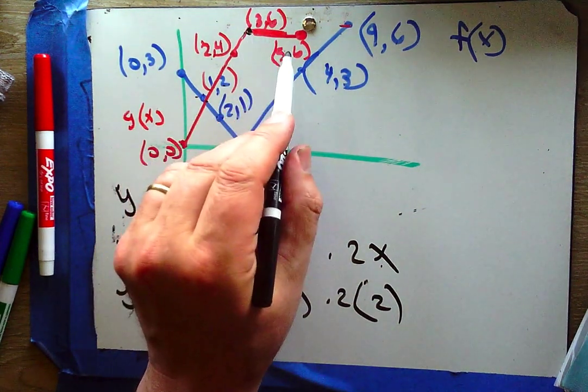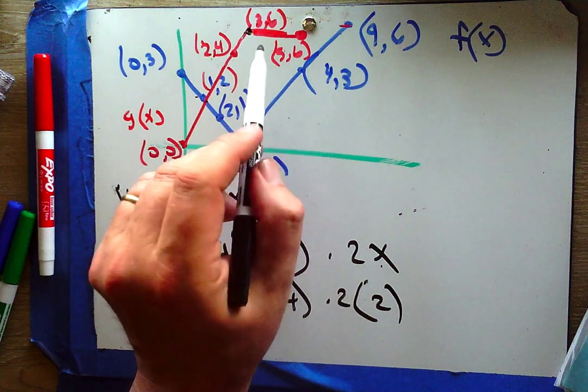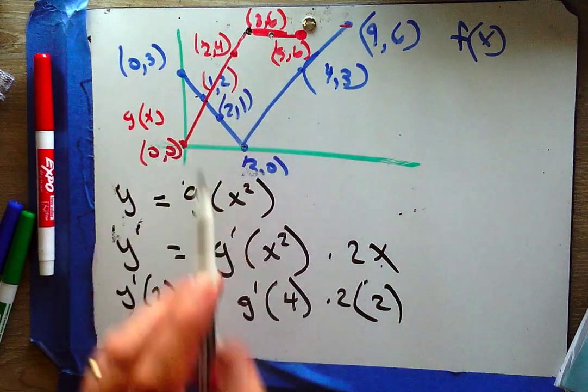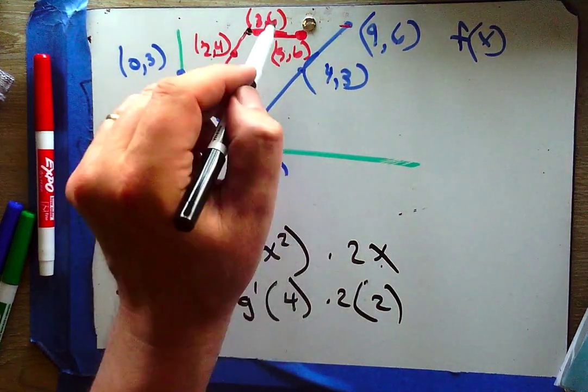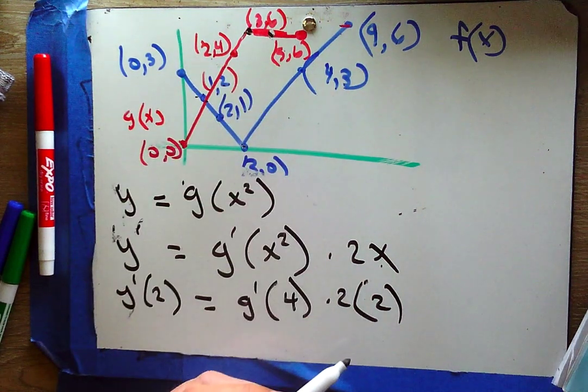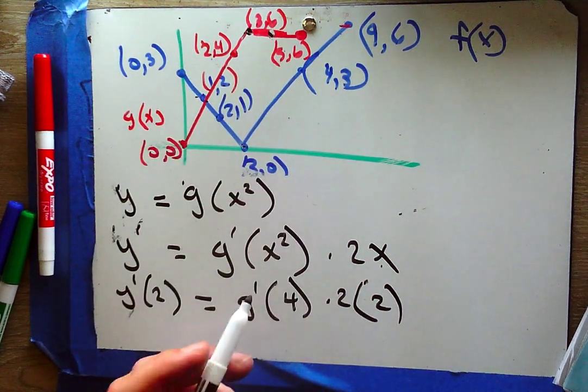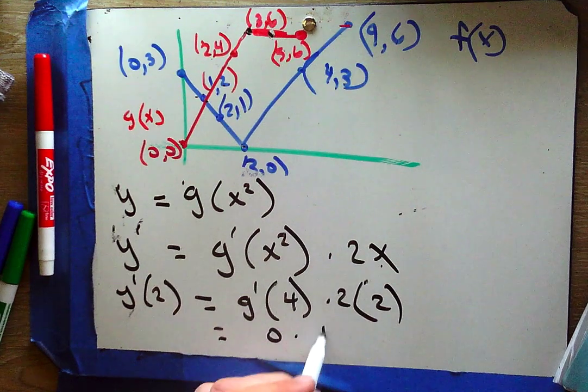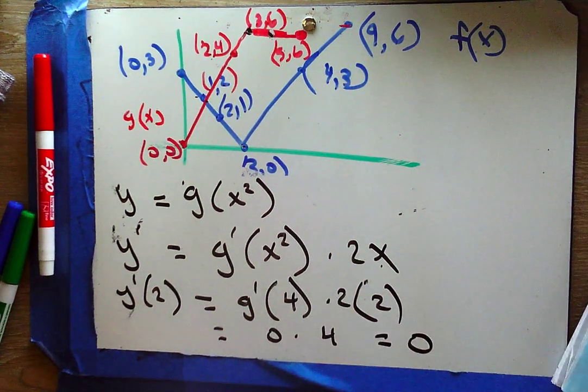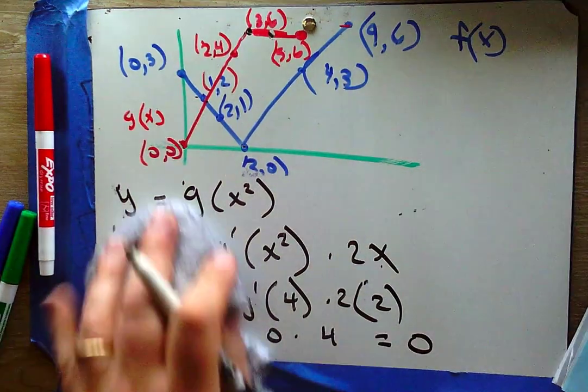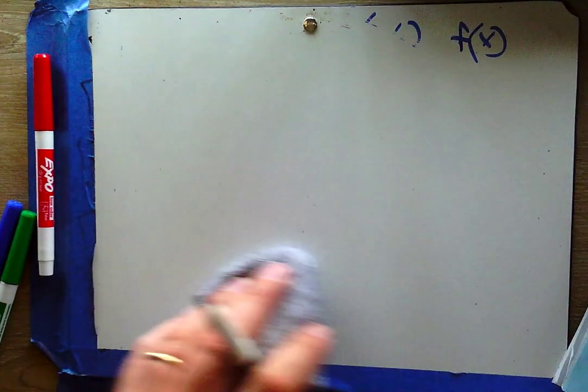Here's 3, here's 5, so here's 4. What's the slope on g at 4? Slope there. You should have done a horizontal tangent. So we end up with 0. Okay. How about just 2 more problems? Just 2.